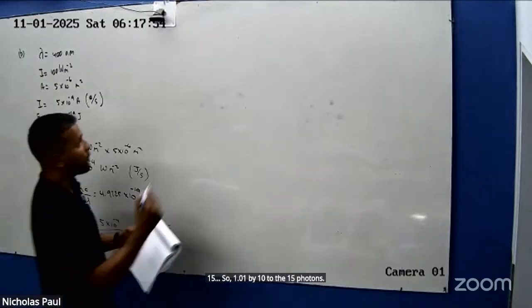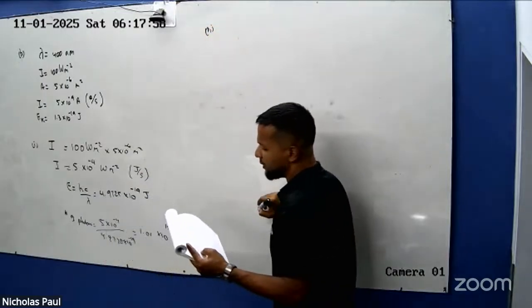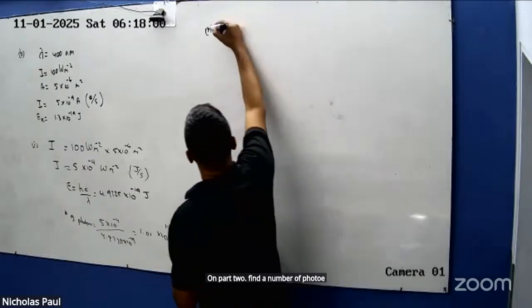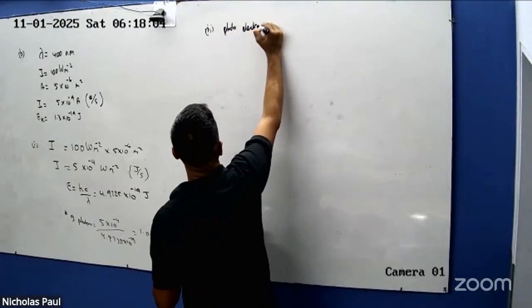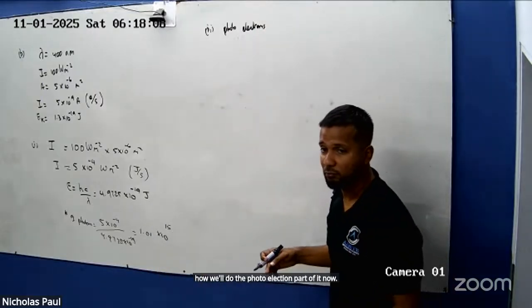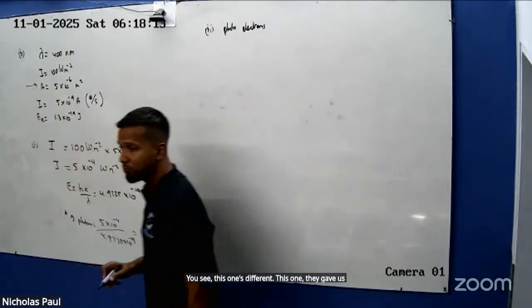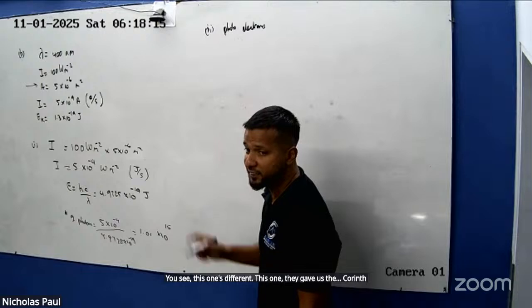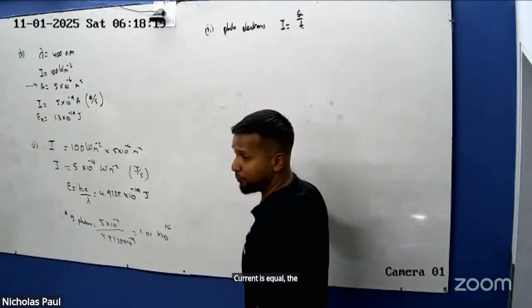On part 2, find the number of photoelectrons. How we'll do the photoelectron part of it now. You see, this one is different. This one they gave us the current. And current is charge flowing per unit time.